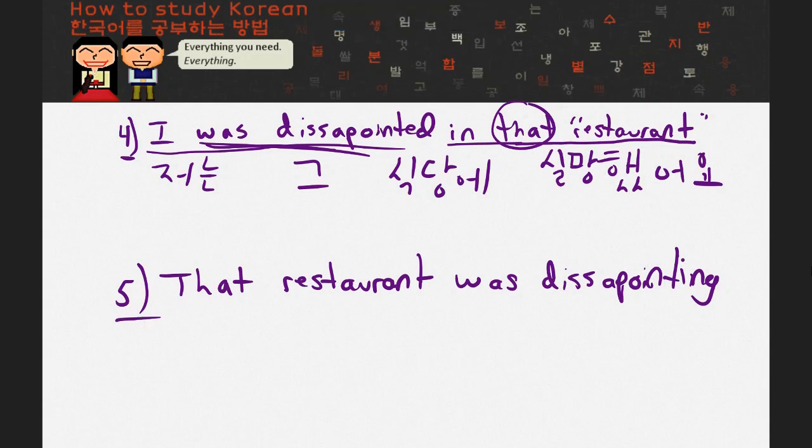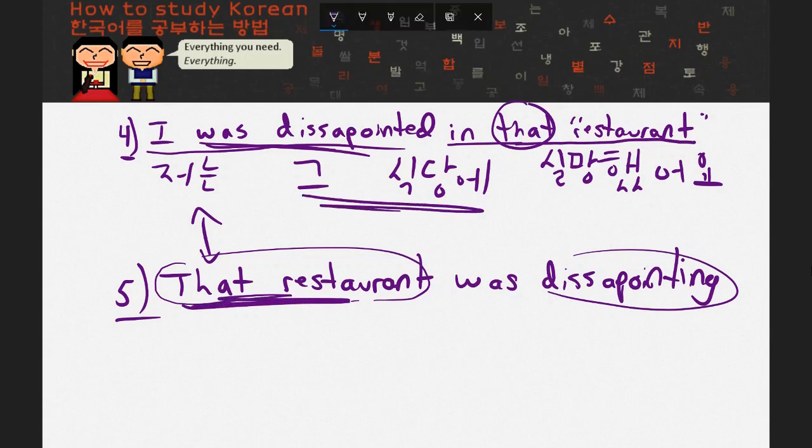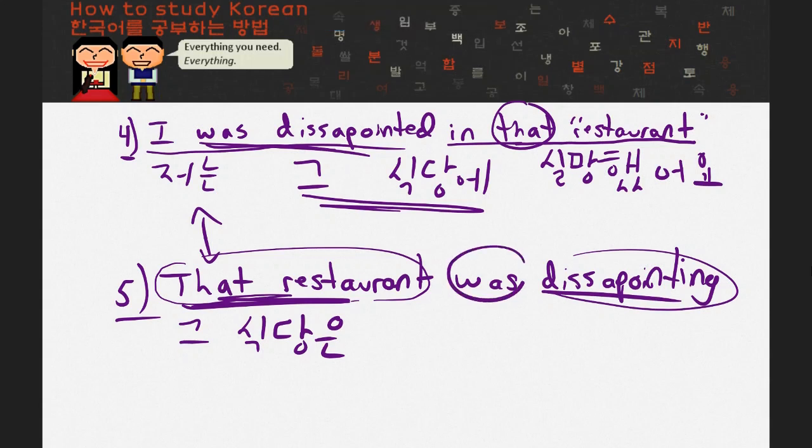Now, sentence number 5, that restaurant was disappointing. In this case, it's the restaurant that's the subject of the sentence, and I'm describing it as being disappointing. So I'm not going to say the word I, because I'm not saying anything about I here. I'm just indicating that the restaurant was disappointing. So that restaurant is going to be the same as this, but in this case, that's going to be the subject. So I'll put 그 식당은. Now all I need to do is indicate that it was disappointing, and I'll have to conjugate in the past tense.